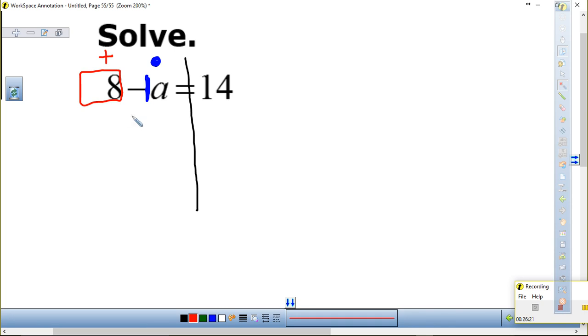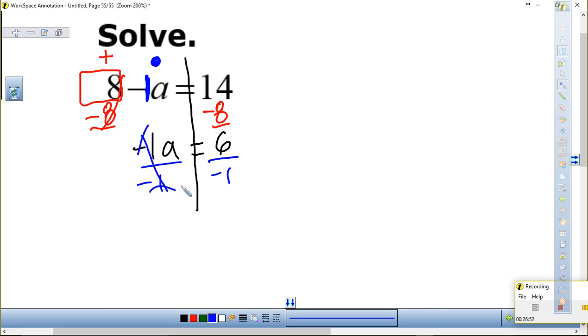Where do we start? With addition or subtraction, right? So here's addition. So what is the opposite of positive 8? -8. -8 to each side. We're left with -1 times A equals 6. And our last step, divide by -1, divide by -1, A equals -6.